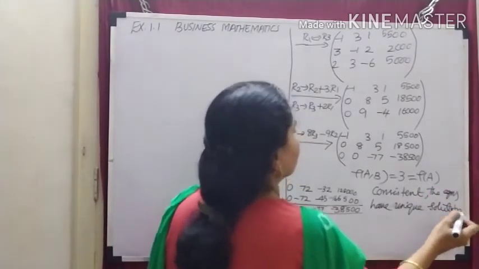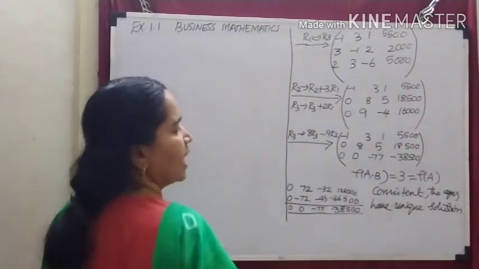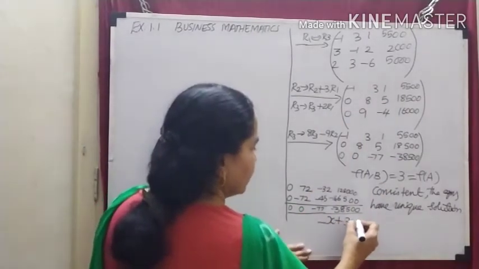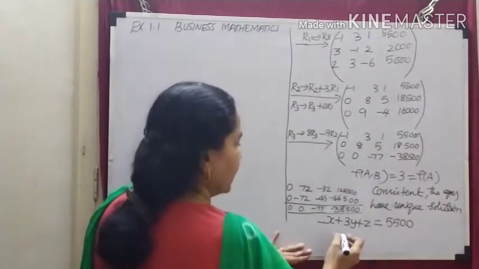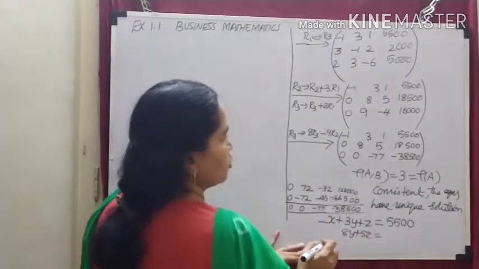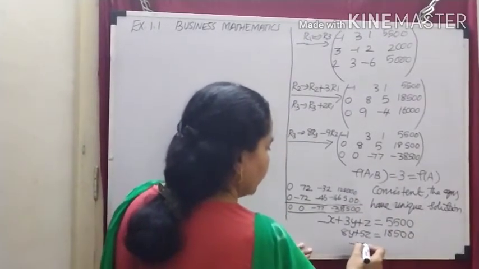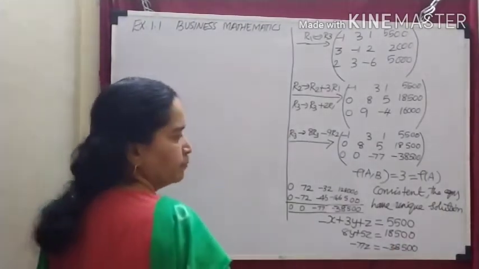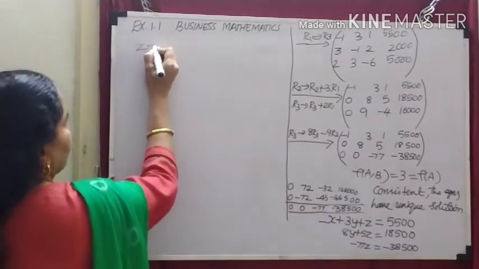And we will go back to the equations, putting X, Y, Z and this being the RHS. So what are the 3 equations I get? Minus x plus 3y plus z is equal to 5,500. Second equation, no x, 8y plus 5z equal to 18,500. And the third equation, minus 77z is equal to minus 38,500. The last equation I can use to arrive at z.